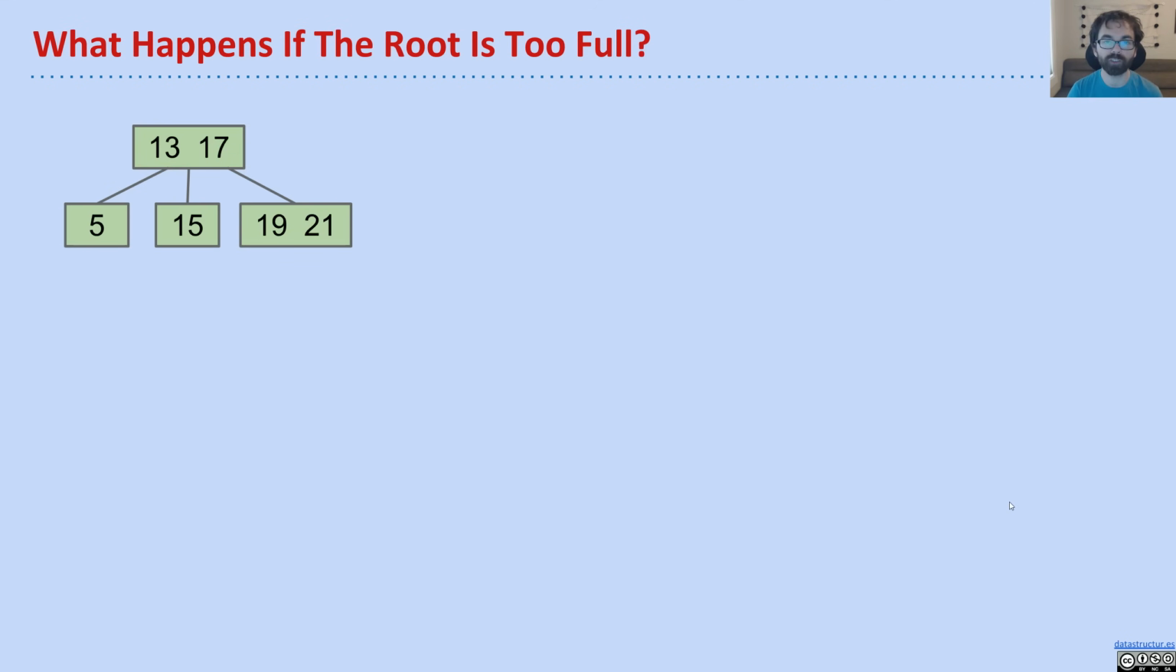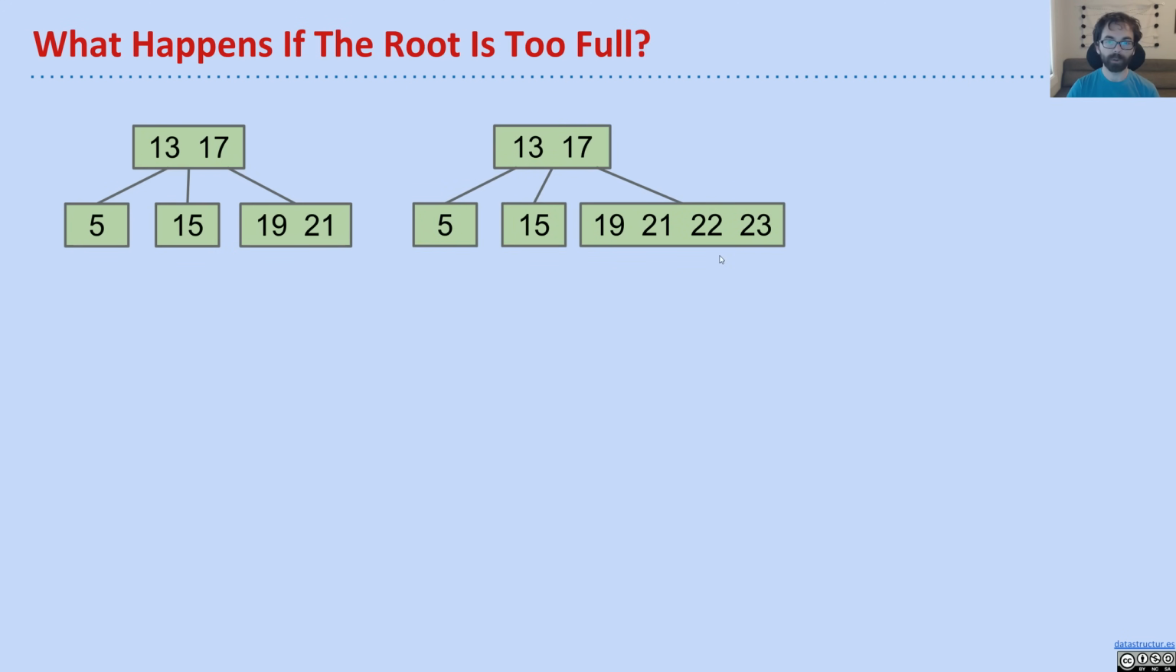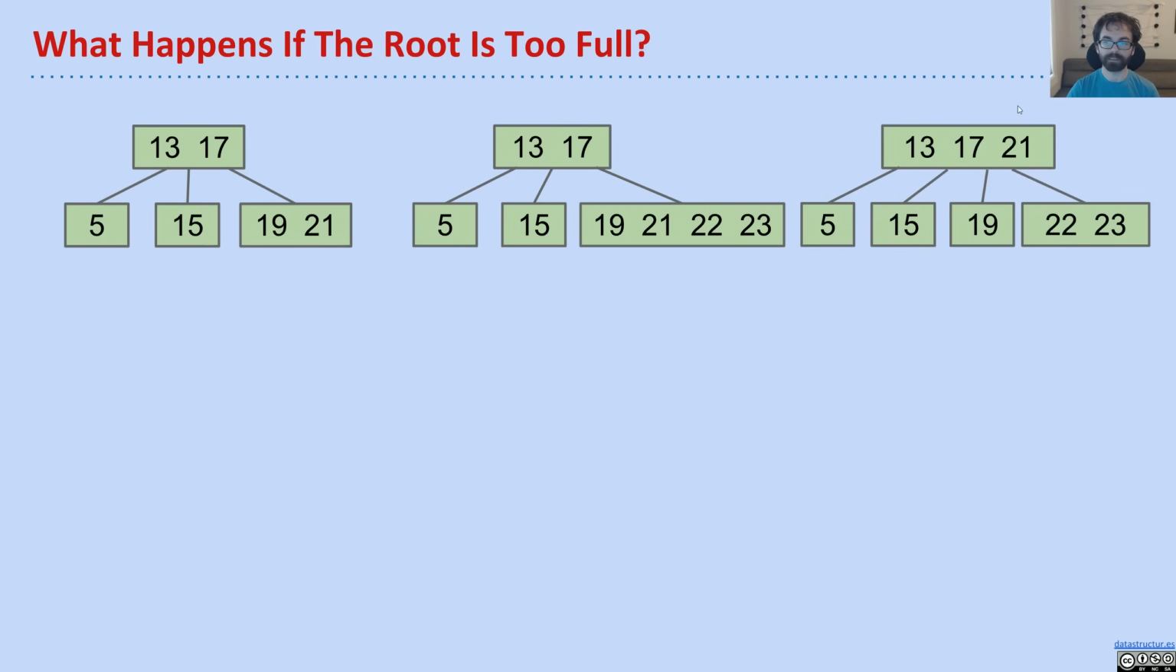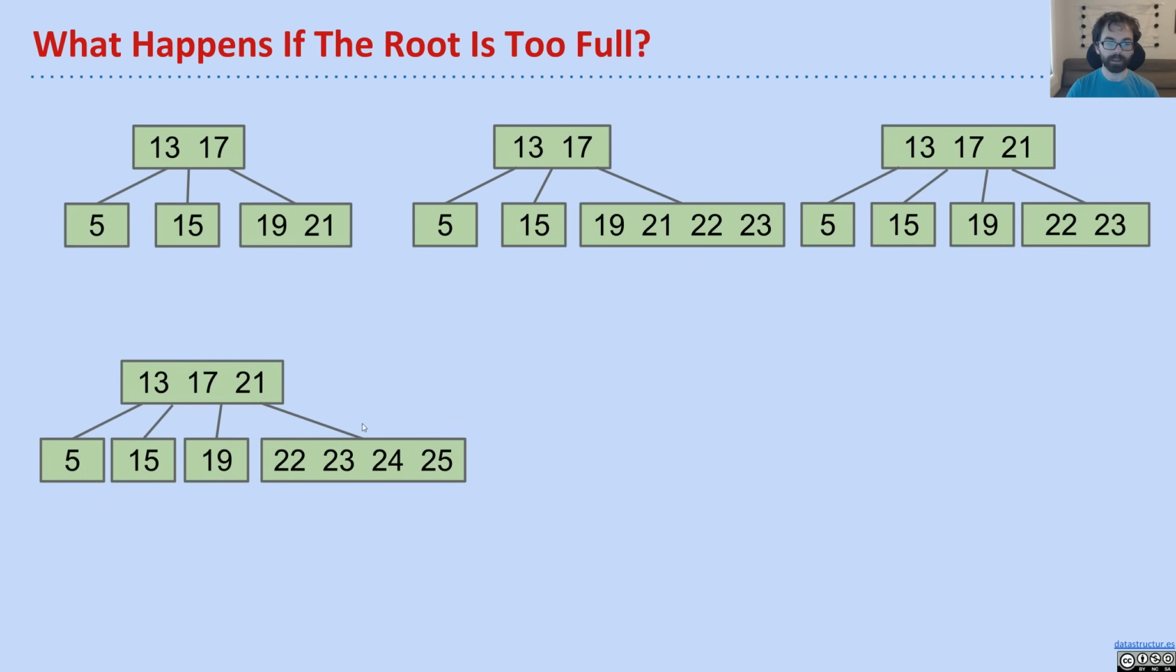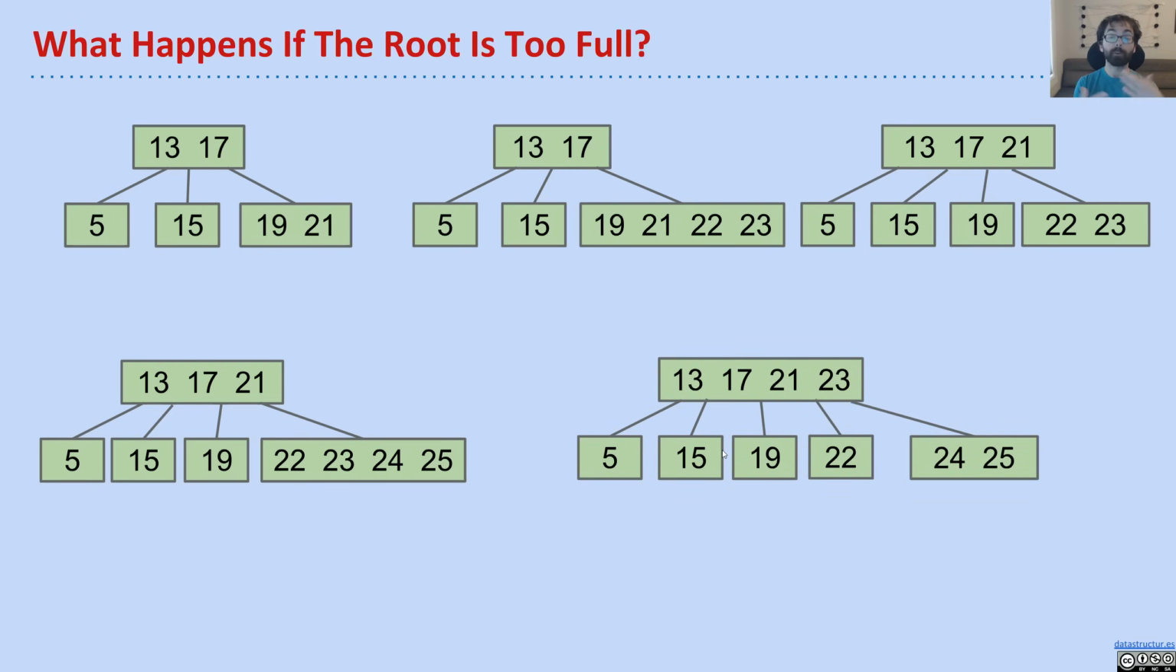Now, one last check to see if all this makes sense. Let's think about what happens if the root is too full. So let's suppose we have this little tree here. We add 22 and 23, 21 gets sent up. Now we add 24 and 25. At this point, 23 gets sent up. And now the question is, what do you think will happen?